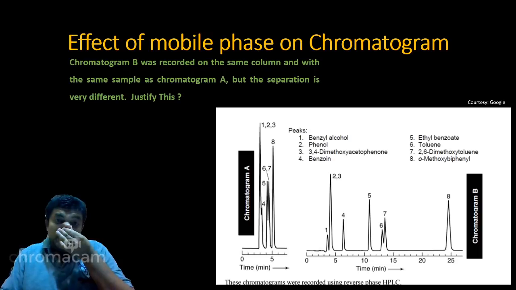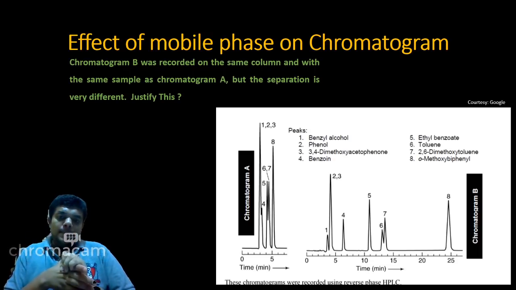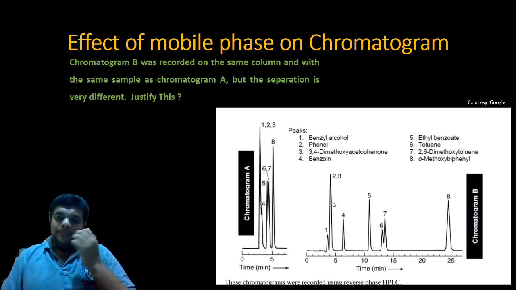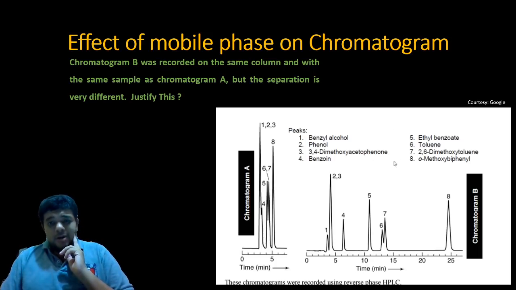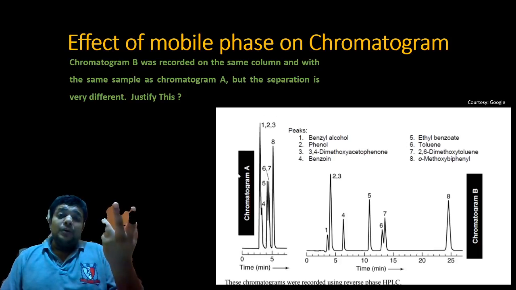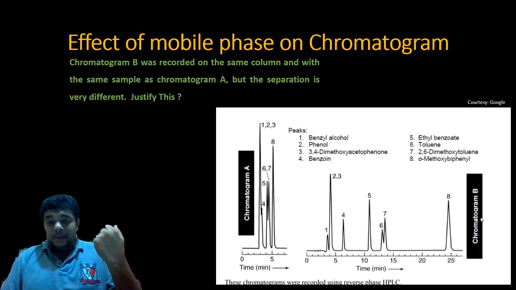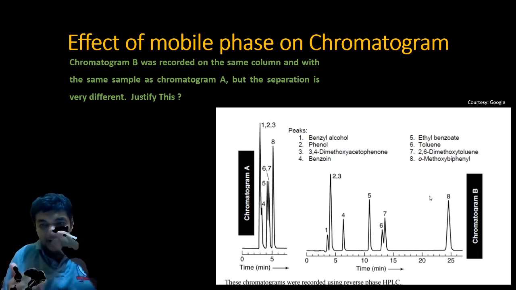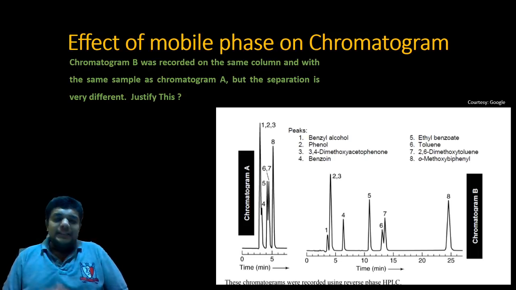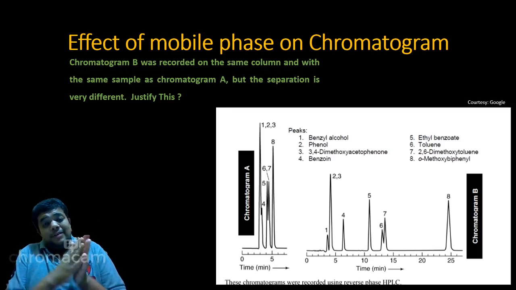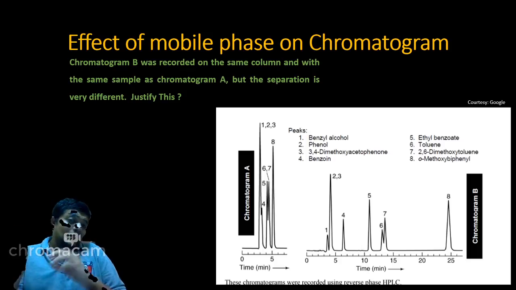Moving further, effect of mobile phase on a chromatogram. Here you can see two chromatograms, chromatogram A and chromatogram B. In chromatogram A, the peaks are very near to each other. There are 8 compounds. We are not interested in the compounds as of now, but there are 8 compounds. In chromatogram A, you cannot separate even 8. But in chromatogram B, beautiful. You are able to identify a few of them separately. Although 2 and 3 are not getting separated completely, even 6 and 7 are not completely separable, but still it is better than A. When you compare A and B, you like B compared to A.